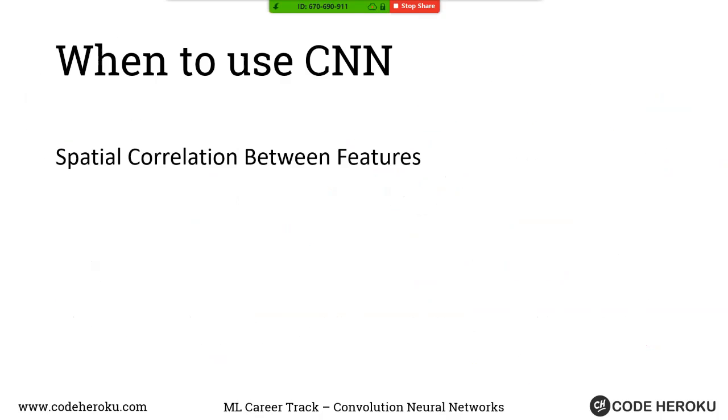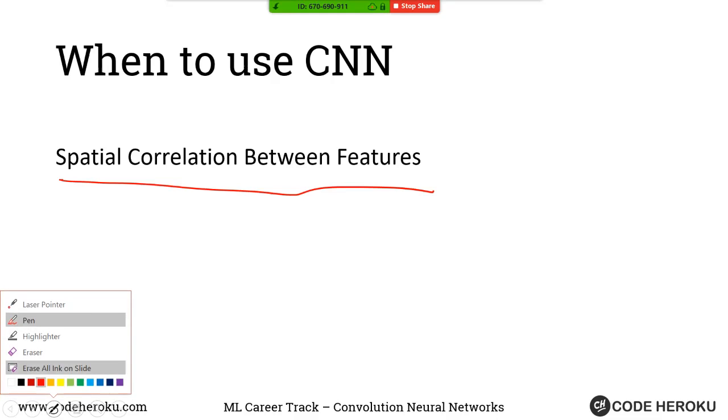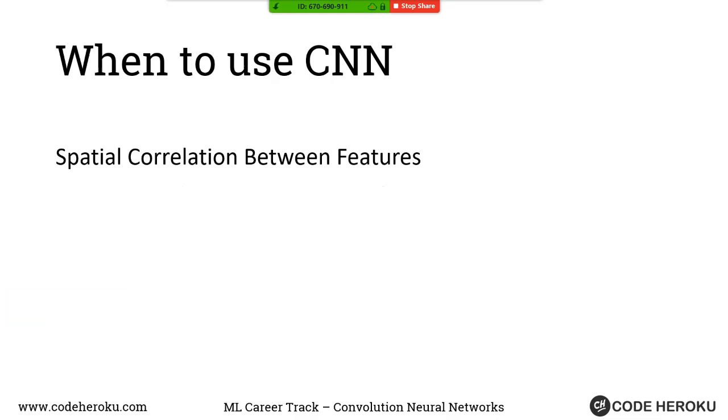So when to use CNNs? It should be a bit obvious to you by now: whenever we have spatial correlations between the features, that's a good use case for a CNN. And when do we have spatial correlations? Can you think of some examples of what kind of data would have some spatial correlation between the features? Yeah, obviously images, we just saw it. Pixels of an image are spatially correlated with each other.